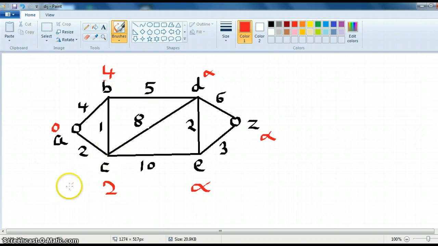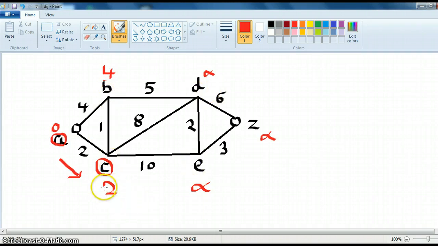Now we will check for the minimum one. The minimum is between A and C. The cost is 2. The cost between A and B is 4. So 2 is minimum. We will choose this path. Now we will mark this, C also. Now we will check for C. The neighbor vertices of C are B, D and E.